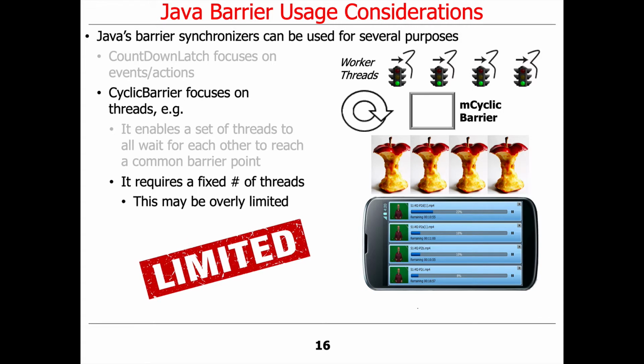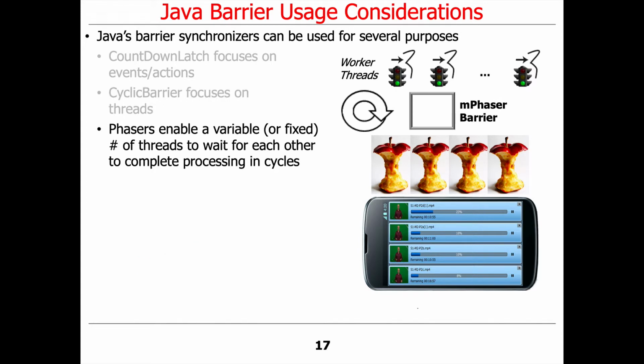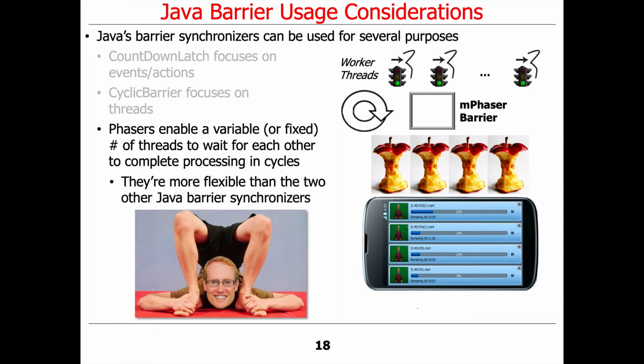So as a result, if you need dynamic parties, dynamic thread support, you need to focus on a different barrier synchronizer. That, of course, is what motivates phasers. They enable a variable or fixed number of threads to wait for each other to complete processing in cycles or also in a one-shot phase as well.